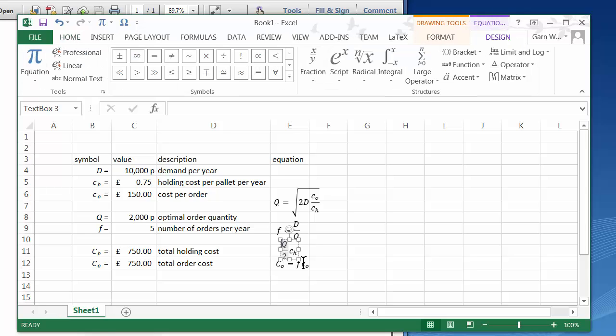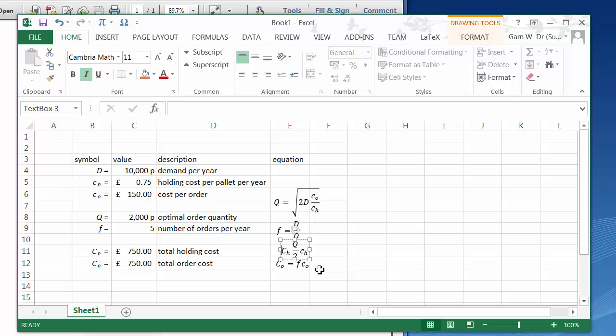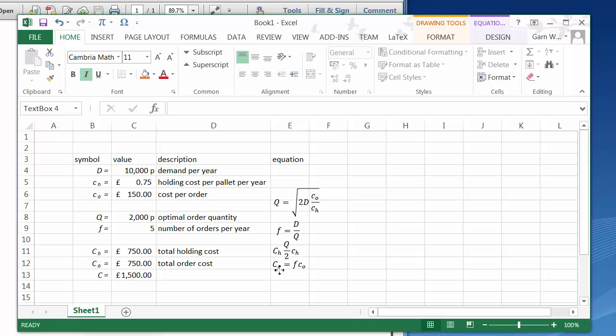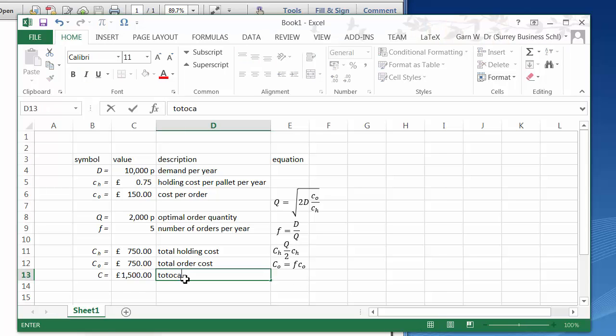Okay, and here we had C subscript H, C_H. Good. So let's change the formula to frequency times cost per order. Here we go. And this gives us the total cost C equals the holding cost plus the ordering cost. Total cost.